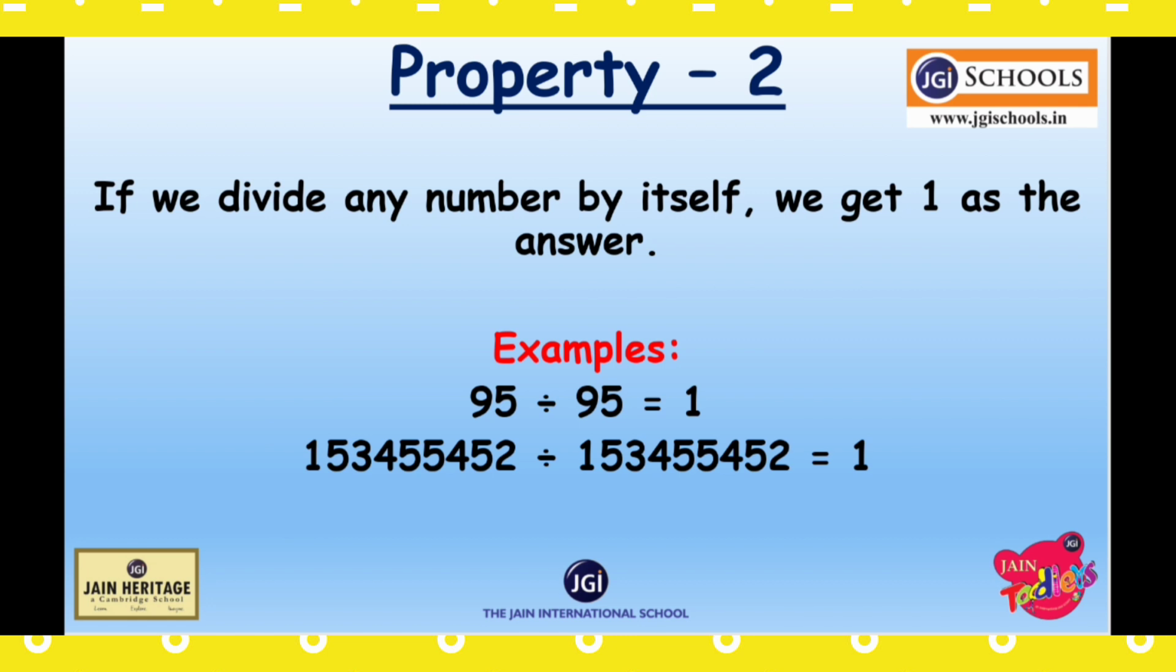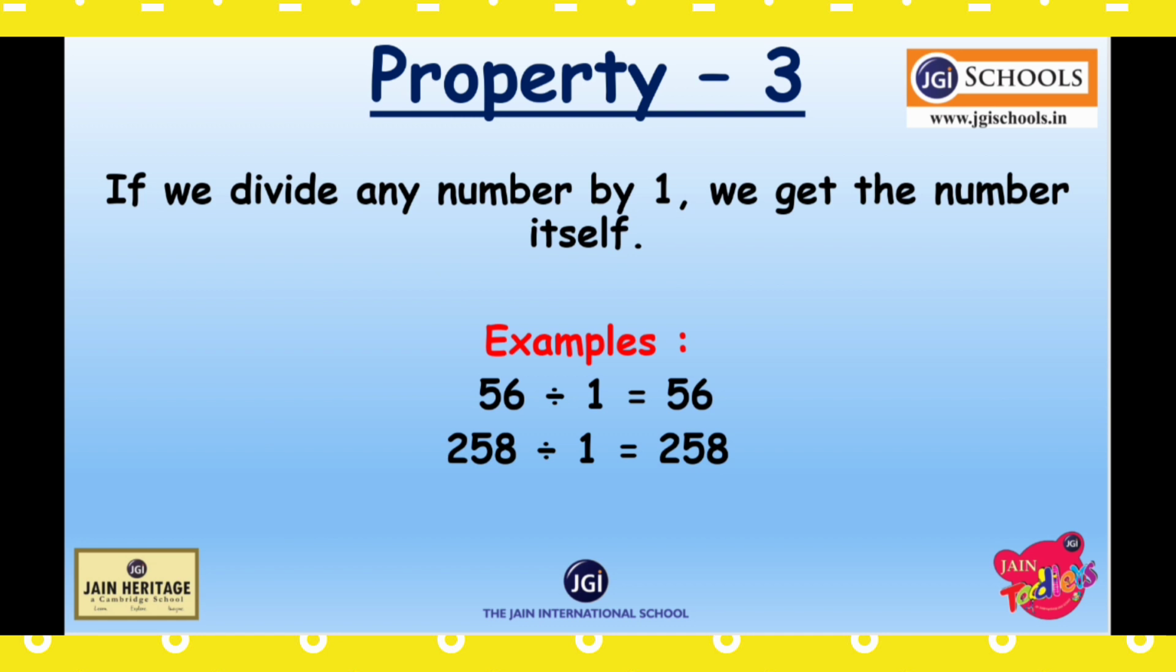Now what is the next property? Property number 2: if we divide any number by itself, we get 1 as the answer. For example, we are dividing 95 by 95, that is the number itself. What are we getting? 1. Yes. So even if it is a smaller number or a bigger number, if we divide it by the number itself, we will get 1 as the answer.